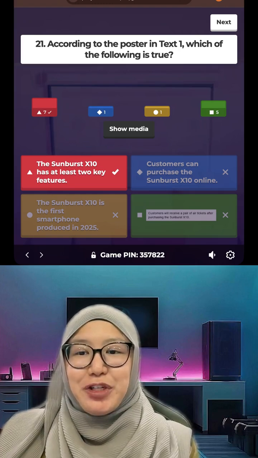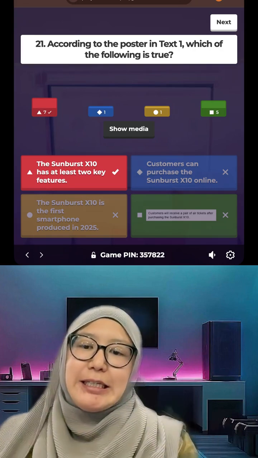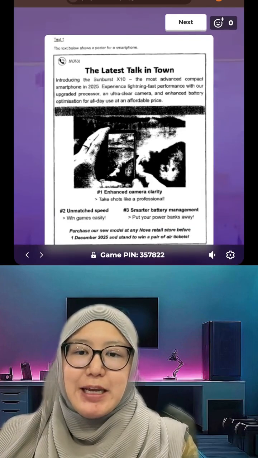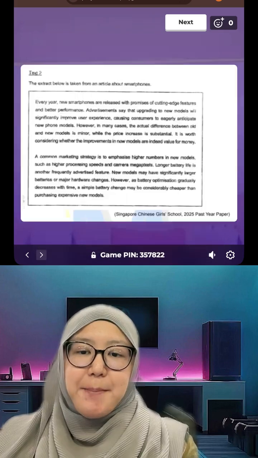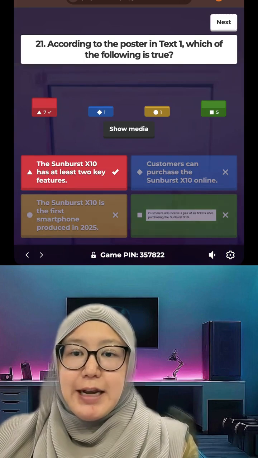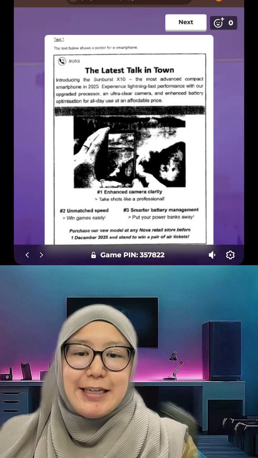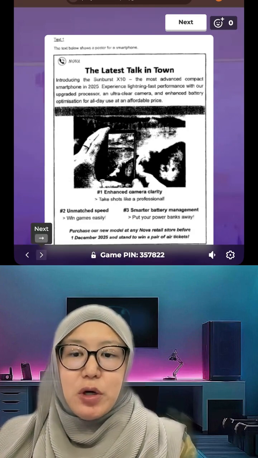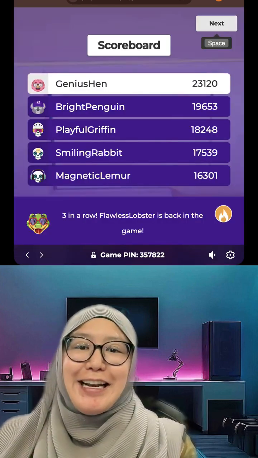Yes, correct. Good job to those who answered. The Sunburst X10 has at least two key features. We have already discussed this. You see, we have enhanced camera clarity, unmatched speed, and smarter battery management. Like I mentioned, customers can purchase the Sunburst X10 online. It is clearly stated here that you need to get the new model at any Nova retail store. Now, Genius Hand is still standing strong.